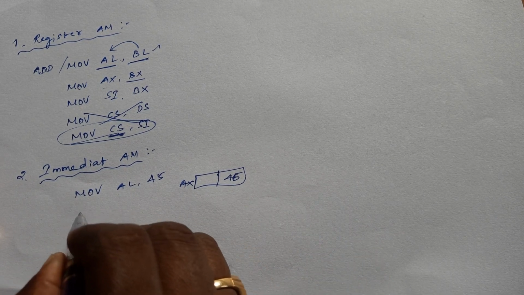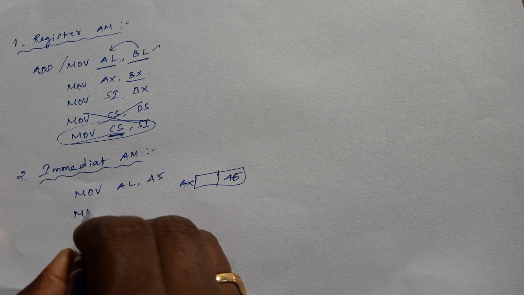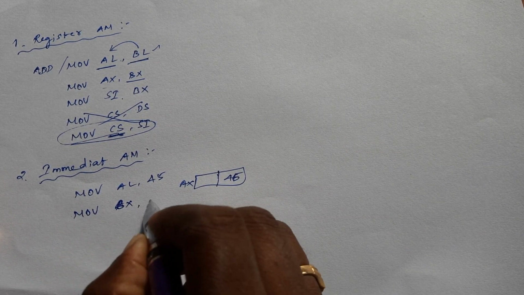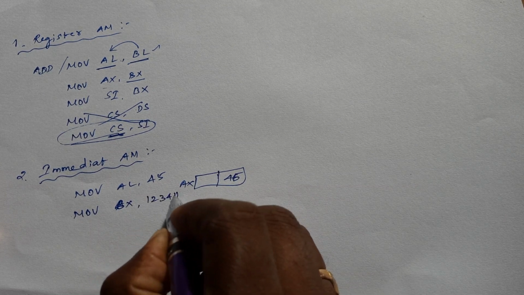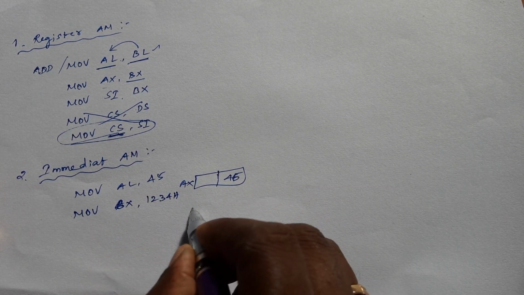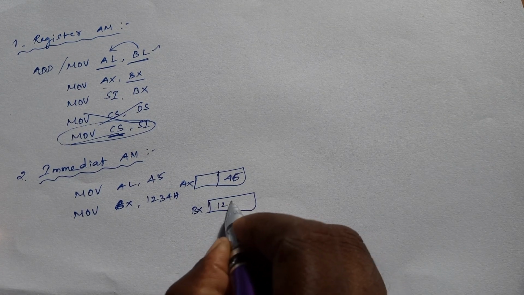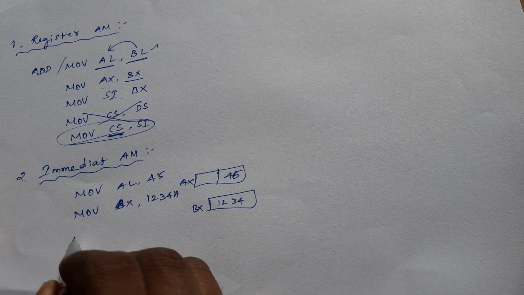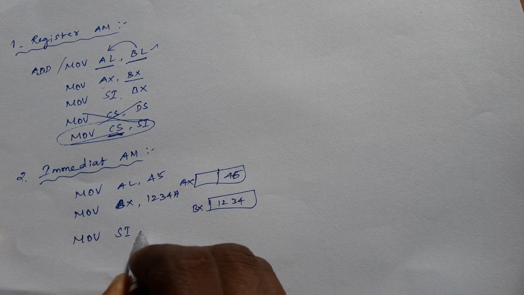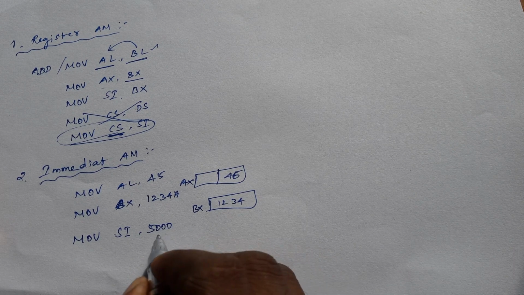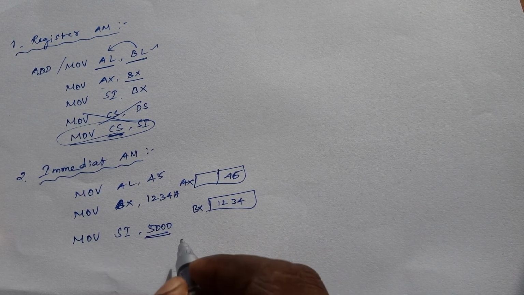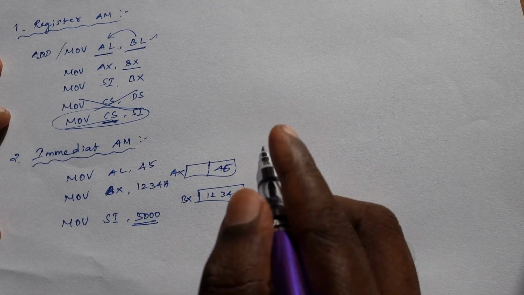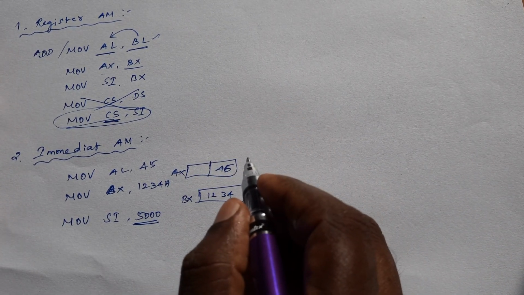Or you may have some 16-bit numbers. For example, MOV BX, 1234, where this is a hexadecimal number. After this, the BX register will have 1234 as the hexadecimal number. Otherwise you can have MOV SI, 5000; the value 5000 is moved to SI, the source index register. Now immediate addressing mode is over, right? Now direct addressing mode.